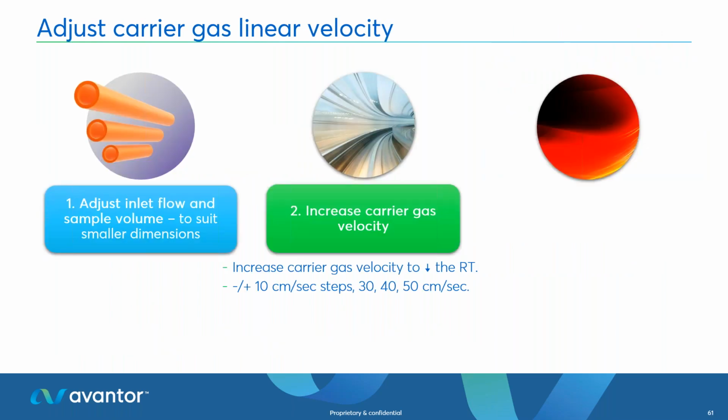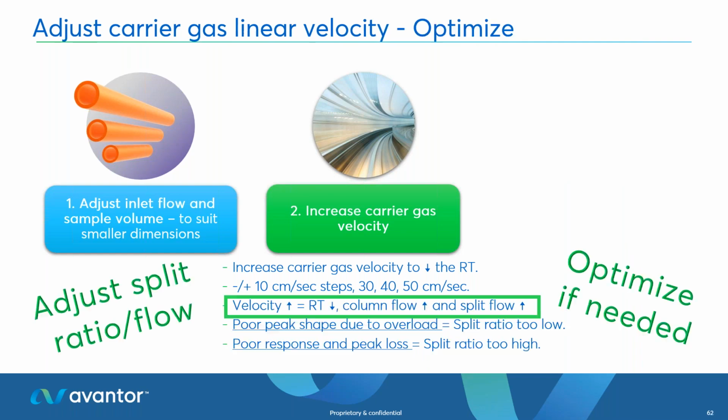So then we need to increase the carrier gas linear velocity so we can reduce the retention time. You can increase it in steps of 10 centimeters per second. Just remember that as the velocity goes up, the retention time will go down, but the column flow will increase and the split flow will increase. So just make sure you're having a look at the peak shapes. And if you start to see things like overload, then maybe you need a higher split ratio. If you start to see peak loss, then maybe the split ratio is too high and sending too much of the sample out of the column.